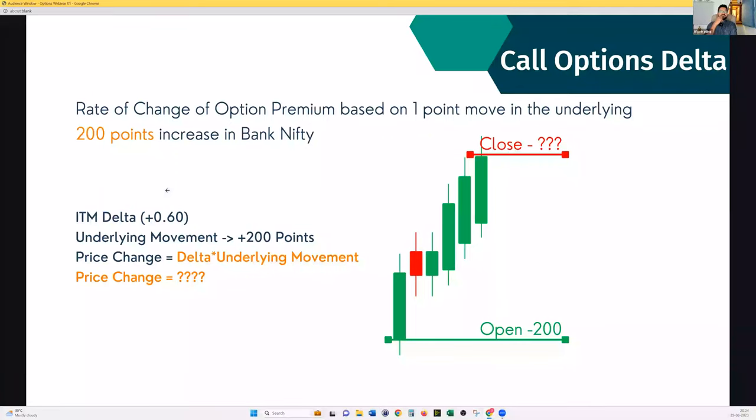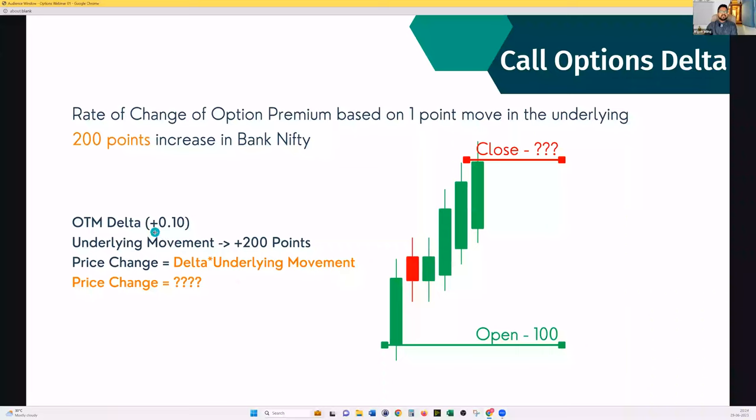Okay, super. So many have calculated it correctly. Hence it is an in-the-money option. We have the delta more than 0.5, which is right now 0.6, and the underlying movement is 200 points. So delta into the underlying movement: 0.6 into 200 is going to be 120. Already we have 200 premium, so 200 plus 120 is going to be 320.